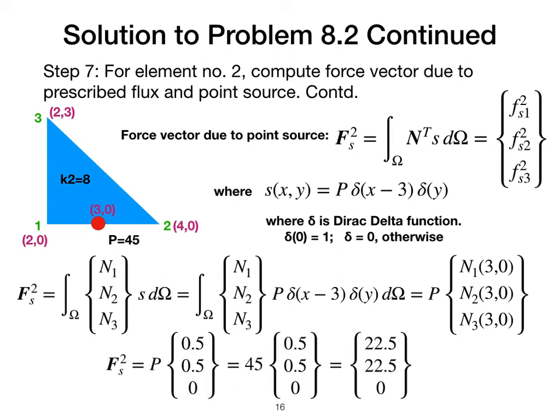Hence, F2S is equal to p times 0.5, 0.5, and 0 as members of the vector. That is, F2S equal to 45 times a vector containing 0.5, 0.5, and 0, and the final value of this vector is a vector containing 22.5, 22.5, and 0 as members.